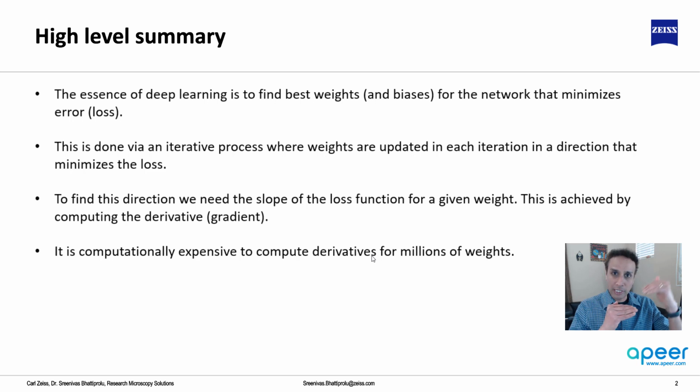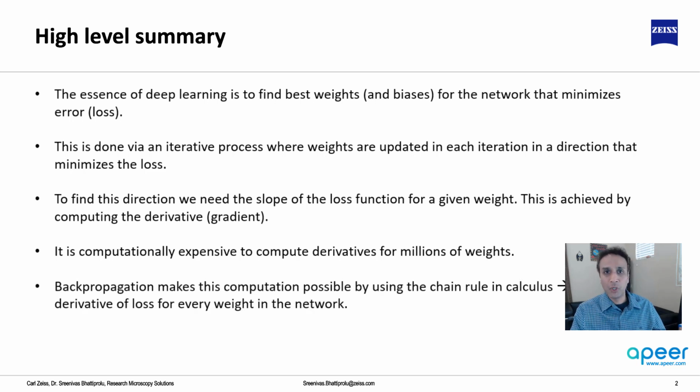Next, it's of course computationally expensive to compute derivatives for millions of weights. The scenario I just explained, how the loss function changes as you change the weight, is for one weight, but your network probably has millions of weights. So how do you change these millions of weights with respect to the loss function, right? This can be very expensive when it comes to computation.